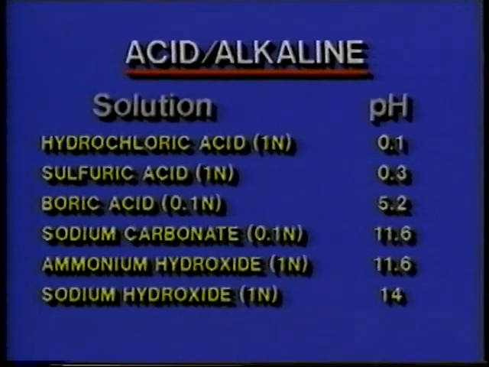Boric acid, on the other hand, in a 10th normal solution, is a much more weak acid. It doesn't dissociate nearly as much, and we get a mildly acid, a pH 5.2 measurement. On the far extreme of that, we go to the more alkaline environments. Sodium carbonate at a 10th normal environment is 11.6, a mildly alkaline environment. Ammonium hydroxide, again, mildly alkaline, 11.6. And sodium hydroxide is a very strong hydroxide, a very strong basic solution.